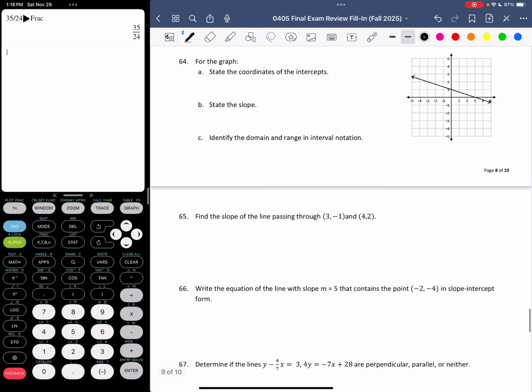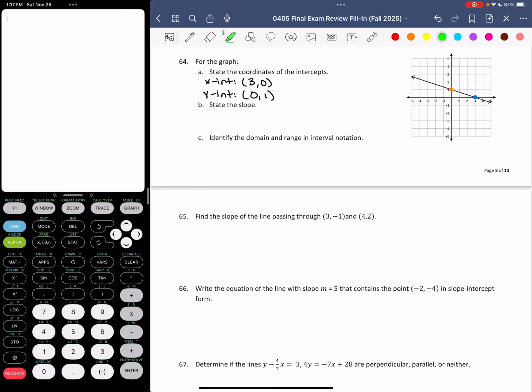For the graph, state the coordinates of the intercepts. So that means x and y intercepts. So for the x-intercept and the y-intercept, we want to write the ordered pair, always as a point. Okay, so let's see here. For the x-intercept, I'm looking at where does the graph cross the x-axis. So the x-axis is here, and it looks like it's crossing where the x-coordinate is a 3. So this is going to be 3, 0. And then for the y-intercept, it looks like it's crossing here where the y-coordinate is a 1. So 0, 1.